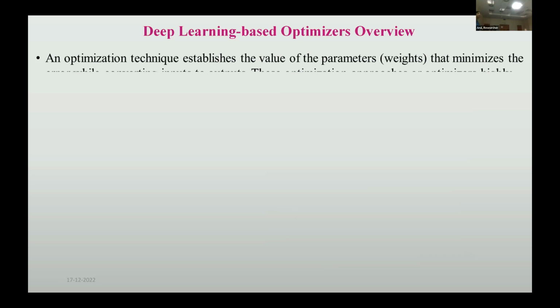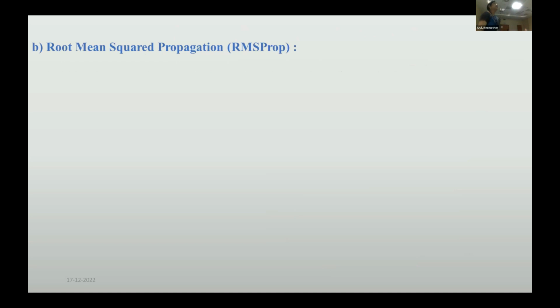We have used some optimization techniques, and these optimization techniques are used for updating the weights of the neural network model, the deep learning model. These weights are normally updated based on the error. So if you find the error, then using that error, there are different methods for updating the weights. One of these is root mean squared propagation, RMSprop. In this case, we try to minimize the root mean square error that is propagated through the different layers.